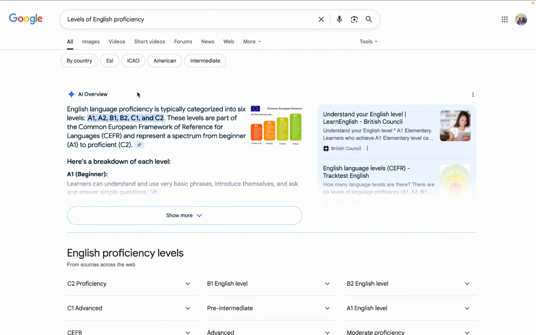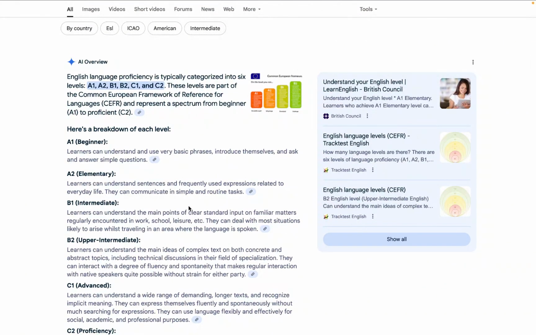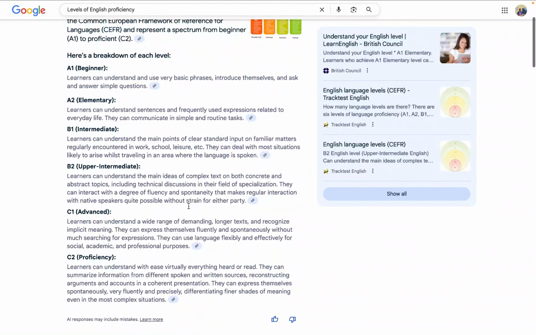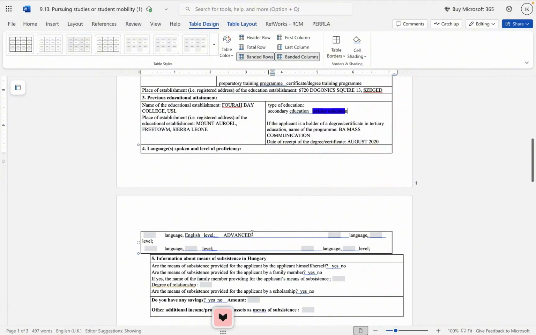Okay, so you can see B2, C1, C2. If you look at it, you will find out that B2 is intermediate, C1 is advanced. You can use C1, because C2 is purely for native speakers. So you can use C1, or you say advanced. You use advanced, like you can see here, advanced.